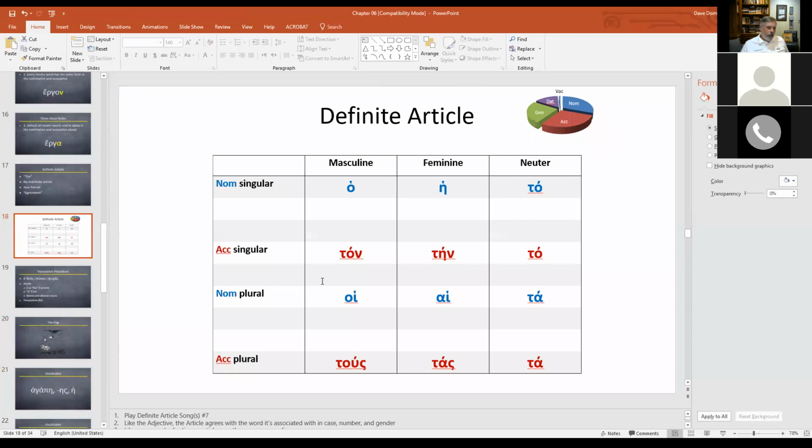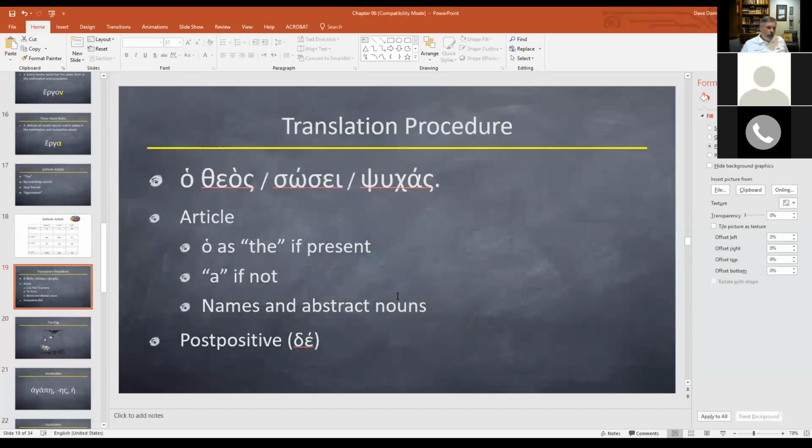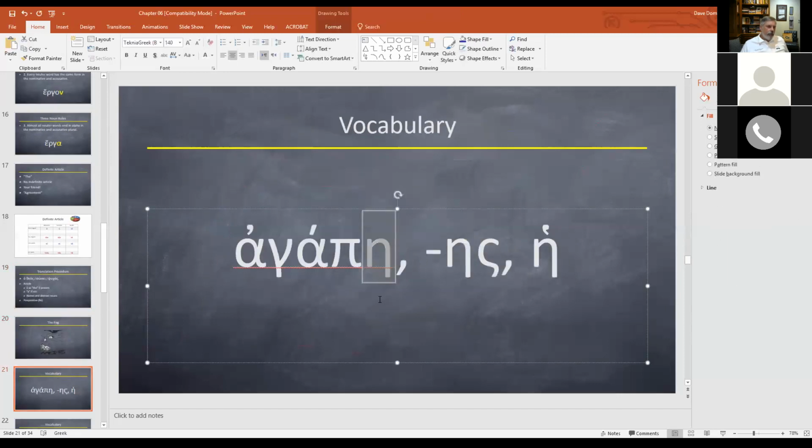Well, if we go back to the articles, there's he. It's feminine, and so agape not only has the eta ending, which tells me it's feminine, so it's following a first declension feminine pattern, but it has an article that tells me the same thing. And that's how you find it in the glorified dictionary, the lexicon.